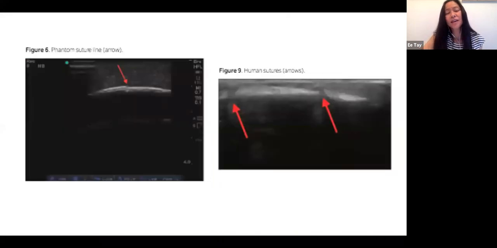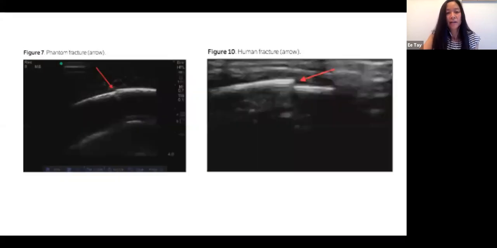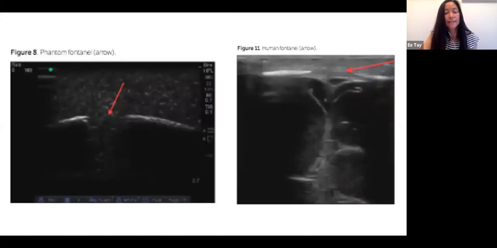So these are some of the images for comparison. The one on the left is the coconut phantom, whereas the one on the right is the human sutures. So I think that's pretty good in terms of trying to look for different suture lines. And you can also mimic a fracture. So the phantom fracture on the left side versus a real human skull fracture on the right by ultrasound. The fontanelle on the left from the phantom is similar to the ones on the right, aside from the Metamucil gel that you can see. So I think overall they did a pretty good job in trying to create this particular phantom.